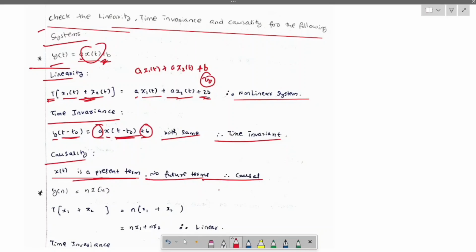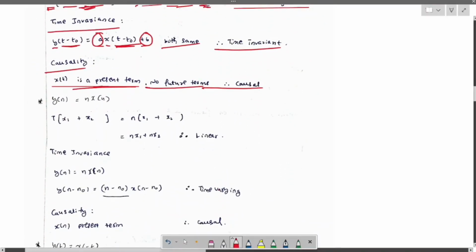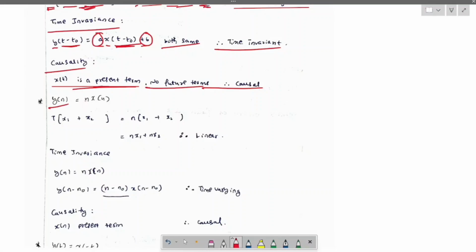Now let us go for the second problem. In the second problem, y of n, a discrete time signal, equals n times x of n. When you go for linearity, with x1 plus x2, we get n times x1 plus x2, i.e. n x1 plus n x2 as the final result. So that's why it is linear.